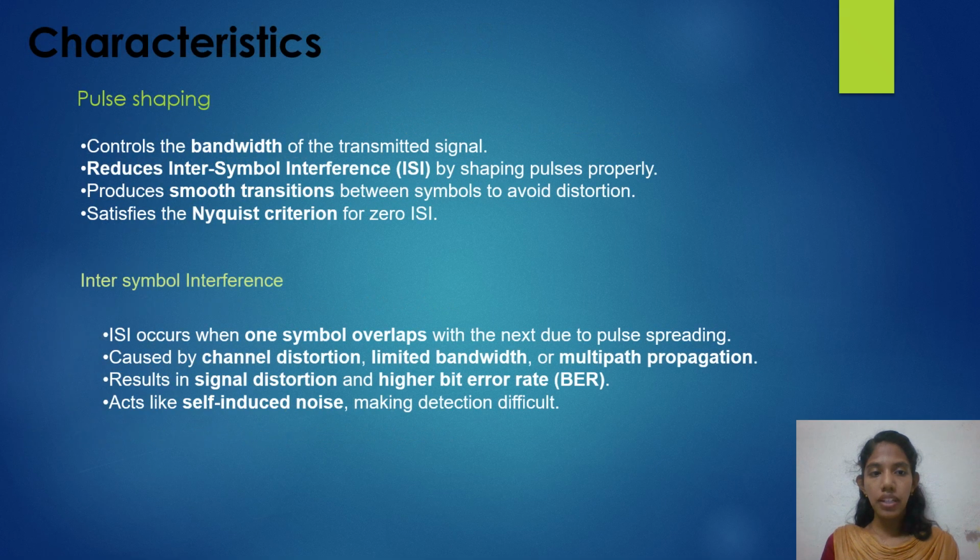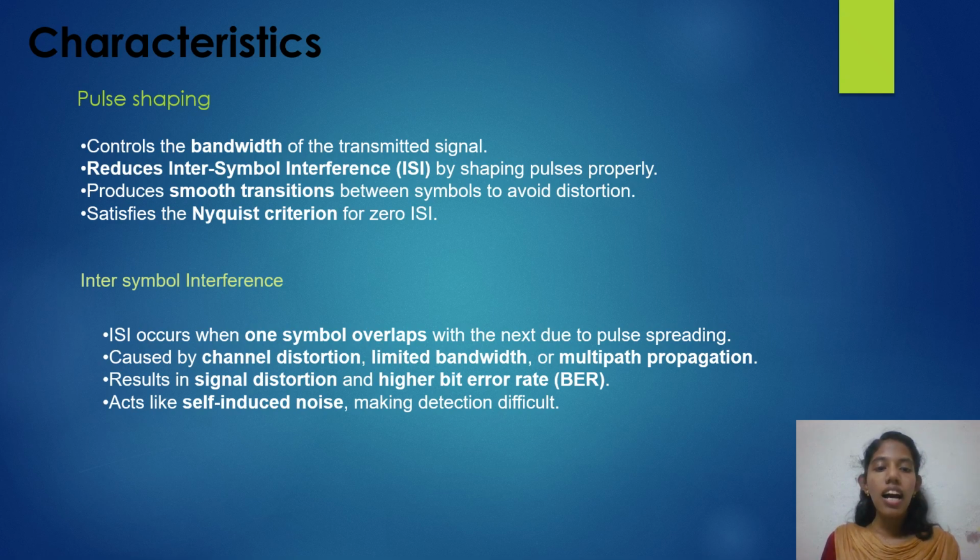Characteristics of pulse shaping: it controls the bandwidth of the transmitted signal, reduces intersymbol interference by shaping pulses properly, produces smooth transitions between symbols to avoid distortion, and satisfies the Nyquist criterion for zero ISI.